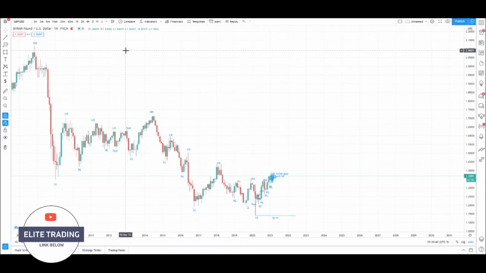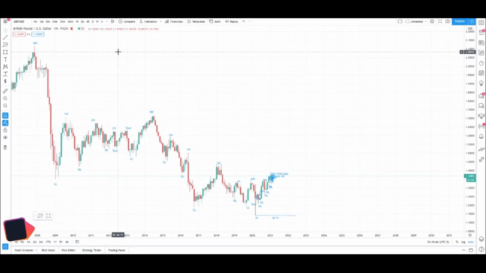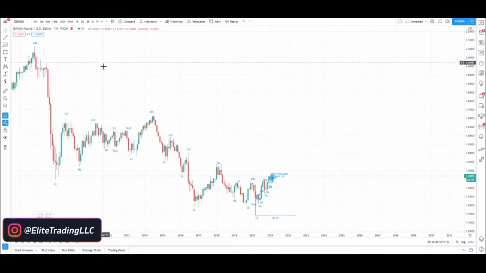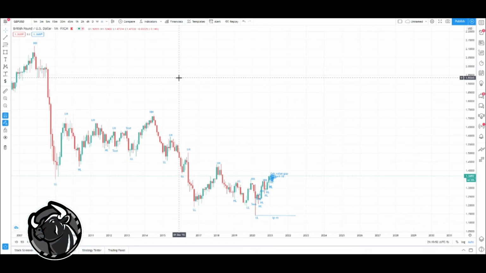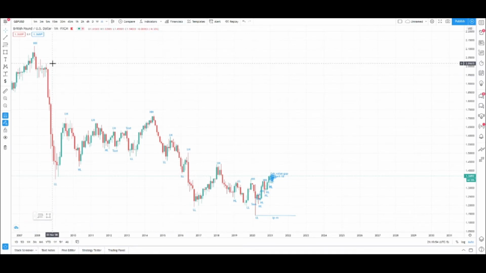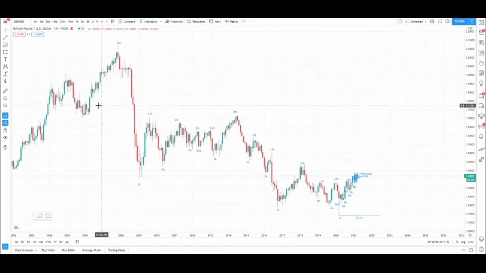Right now I'm looking at the cable versus US dollar, the British pound versus the US dollar, and I'm on the monthly chart. That's why I always start there. Remember that top-down approach: you go from the monthly to the weekly to the lower time frames, because the higher the time frame, the more justified the liquidity is that you're hunting for.